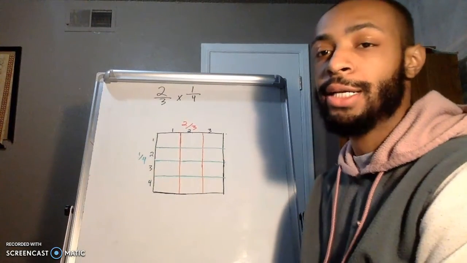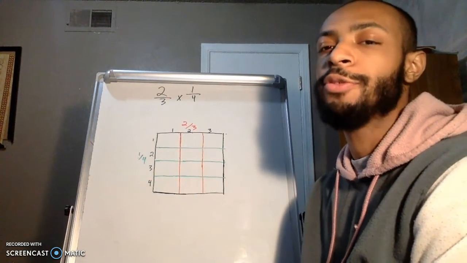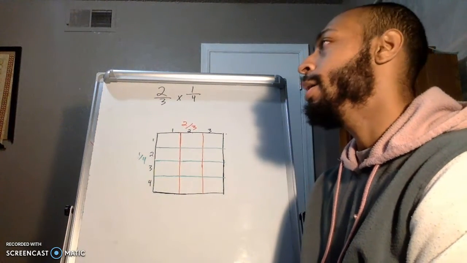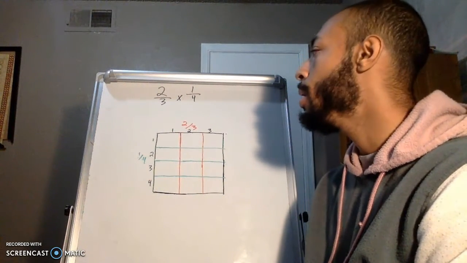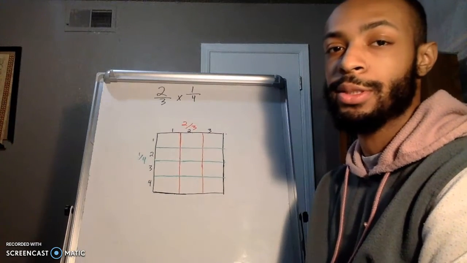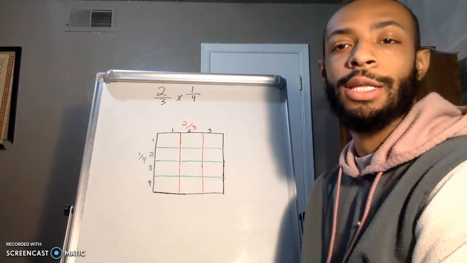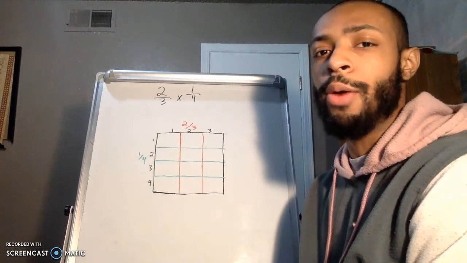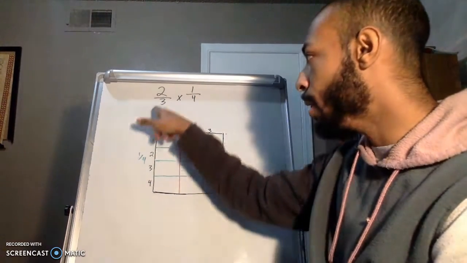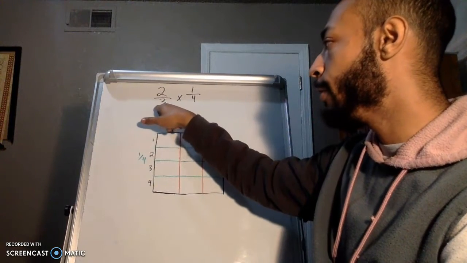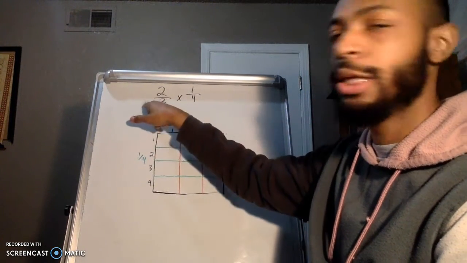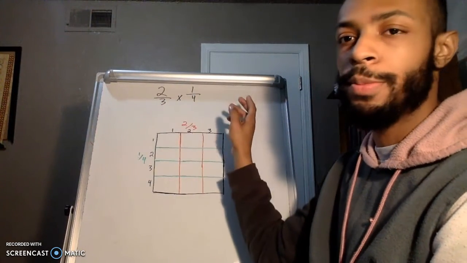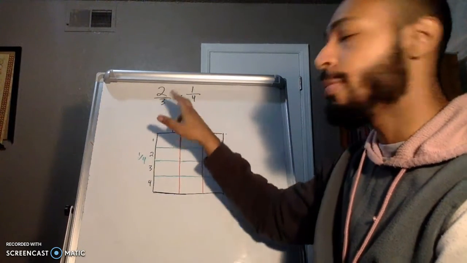Okay, so for my second problem, I want to do a fraction times a fraction. I know that 2/3 is smaller than 1, and I know that 1/4 is also smaller than 1. So when I look at this problem, I can make a box that's just 1 by 1. If this number was a mixed number with a 1 here, well, I know 1 and 2/3 is more than 1 but less than 2, so I would have to make 2 boxes.